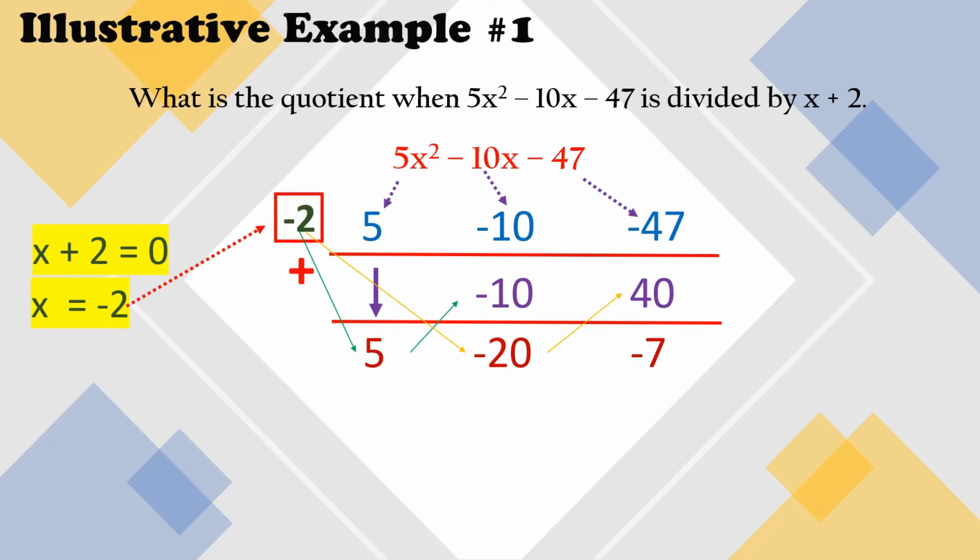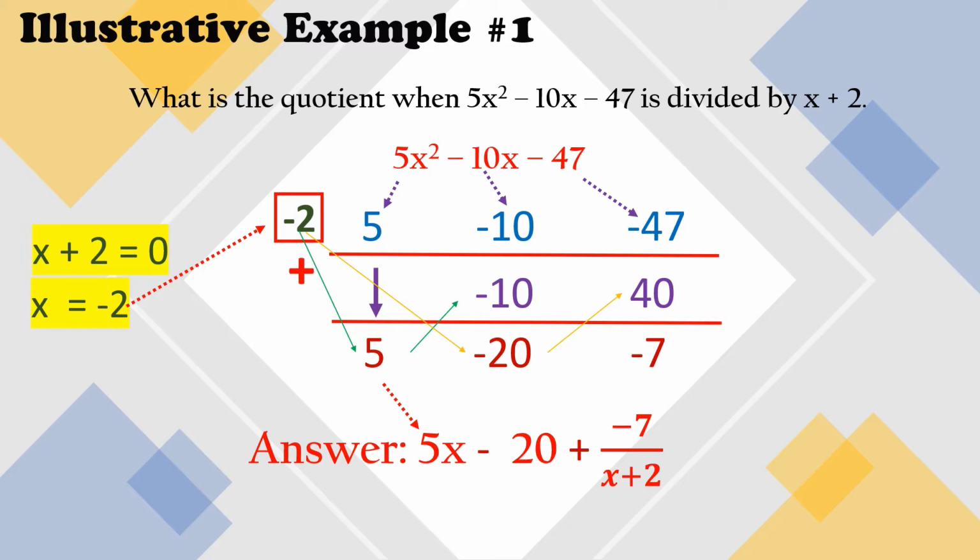So we can get our answer from the numbers on the third row, with the last number being our remainder. So we will now put x. It should be 1 degree less than our dividend. Since our dividend is x squared, our answer will have x raised to 1. So this is your 5, we just simply put x. This is your negative 20. Then negative 7 for our remainder. So the answer is 5x minus 20 plus negative 7 over x plus 2.